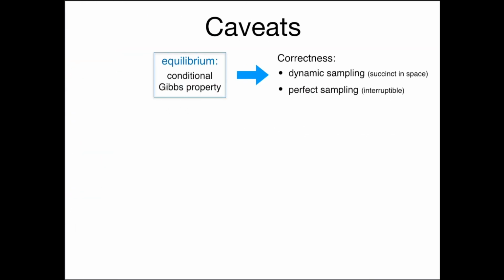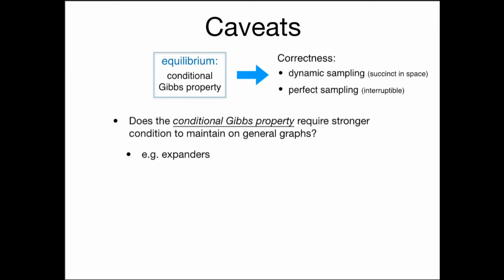So the conditional Gibbs property implies space efficient dynamic sampling and also interruptible perfect sampling. It is a good property. But we are still not sure whether the conditional property is strictly stronger than the phase transition property for Gibbs distributions, such as decay of correlation. Because it indeed can support some seemingly stronger algorithms. We know it is not on graphs with bounded growth. It will be very interesting to see whether this is true on general graphs, especially highly expanding graphs.